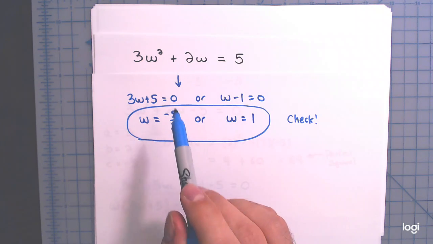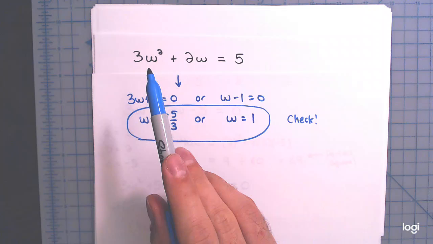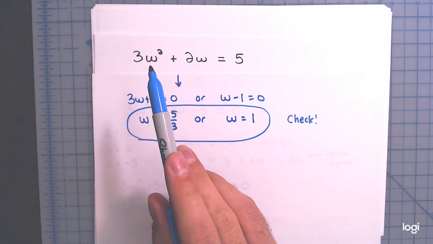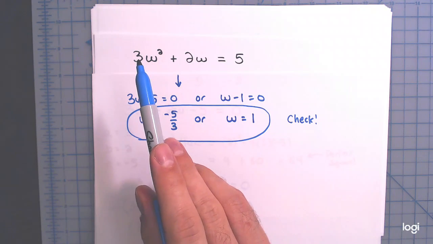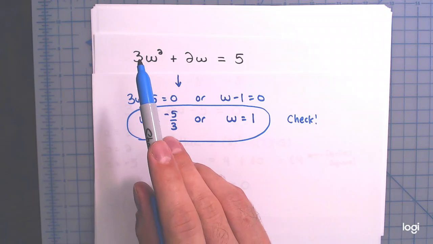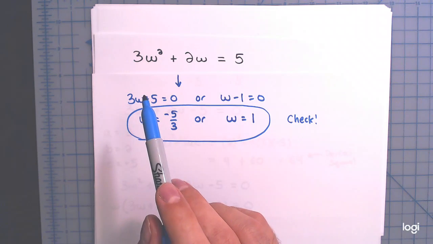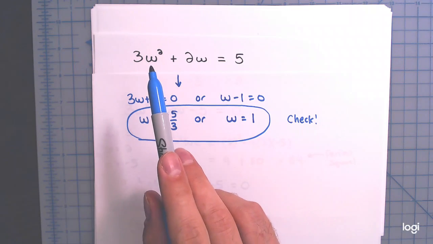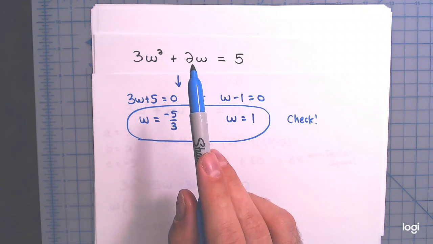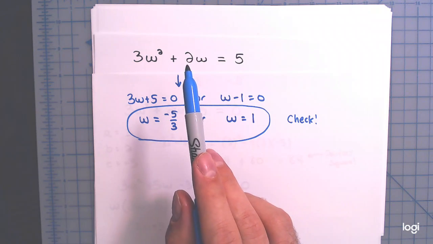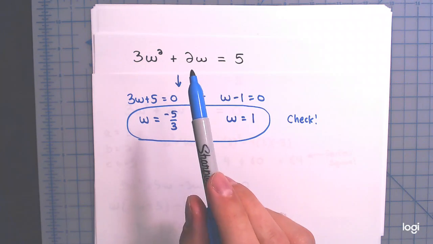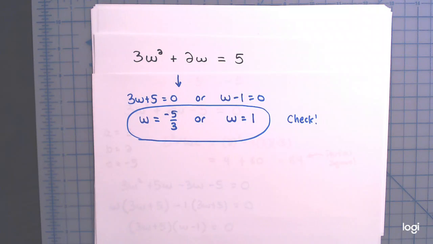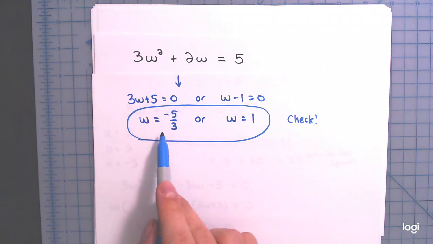And then negative 5/3, when you square that, would be positive 25/9. But then times 3 would be 25/3, right? 3 would go into 9 3 times. So you have 25/3 plus, and then negative 10/3, right? 2 times negative 5/3. And 25/3 plus negative 10/3 would be 15/3. And what is 15 divided by 3? It is 5. So both of these work.